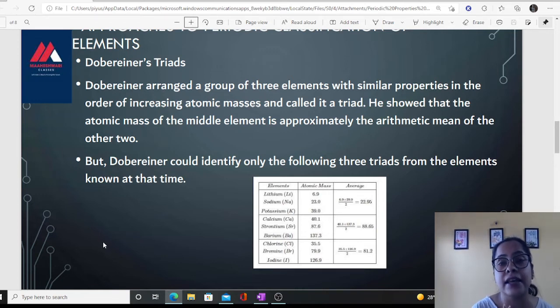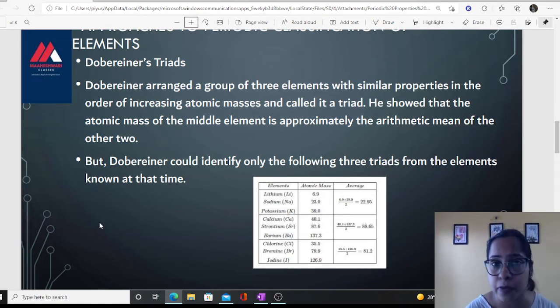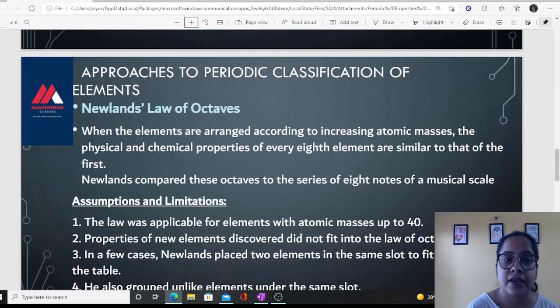लेकिन ये हर एलिमेंट के लिए सच नहीं हुआ, right? It did not hold true for all the elements. And of course, the newer elements were discovered. ये बिल्कुल discard कर दिया गया. So of course, he had tried to arrange elements on the basis of similar properties, but it did not hold true later on. Okay. इसके बाद आया जो सेकेंड अप्रोच था, that was Newlands' law of octaves.